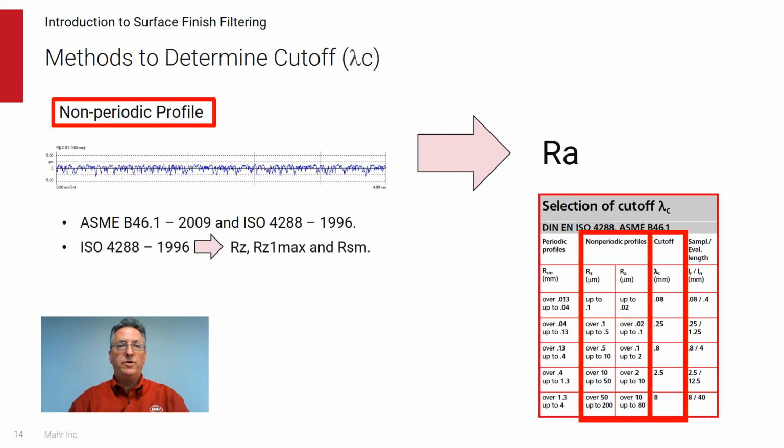The ISO 4288 standard also has non-periodic cutoff tables for use with the following parameters: RZ, RZ1 max, and RSM. The above procedure is the same when using these parameters.